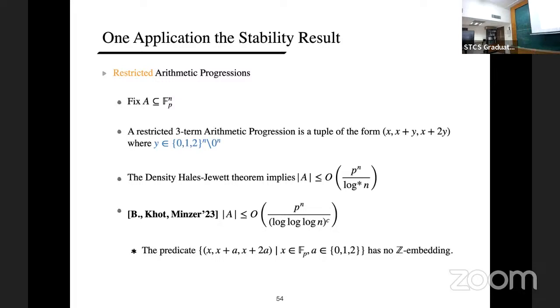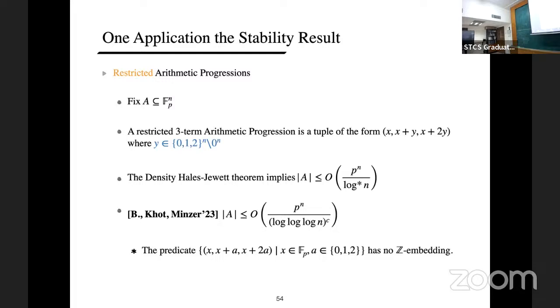Is there a variant of this? People believe that you can show something like P minus epsilon to the n. It's like the unrestricted AP. The reason we could not show it for that only 0, 1 restriction is that if you look at the corresponding predicate, it has a Z embedding. Even in the restricted setting, when you're only looking at differences in 0, 1, 2 to the n, the belief is that even if your set is as large as P minus epsilon to the n, it should have one. Yes, that is the belief. It's far from being proven.